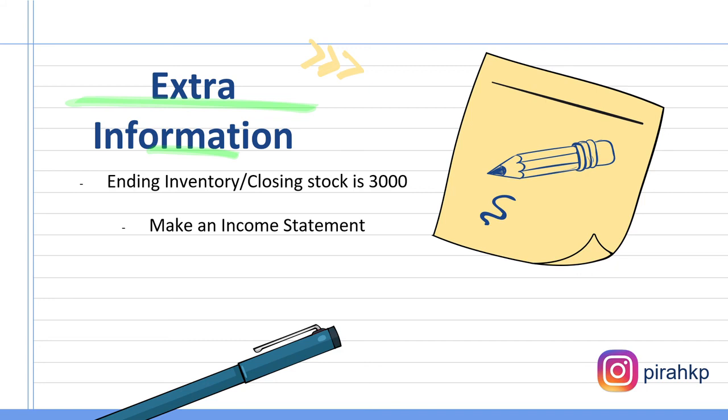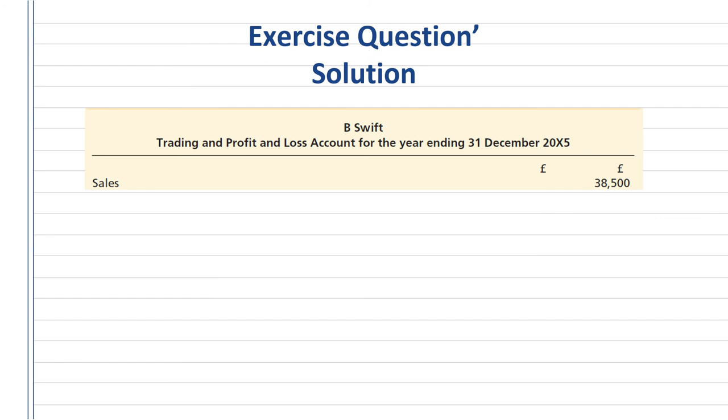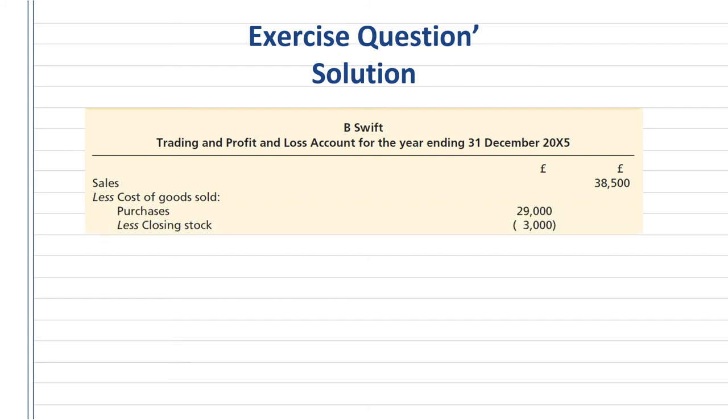Do check it. So first thing that comes is sales. Then next thing is less cost of goods sold. You are subtracting cost of goods sold. First of all, you will subtract purchases. Then you will subtract closing stock. Closing stock is what you already have. Closing stock are the things that you were not able to sell to the customers. So sales minus cost of goods sold, what is it? It's gross profit or gross margin.